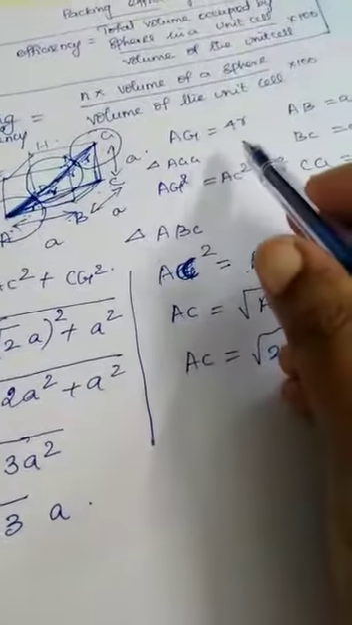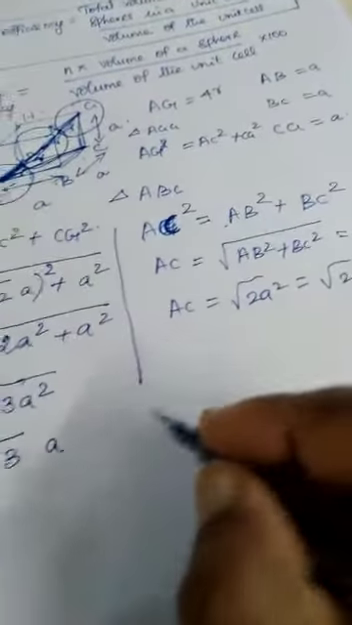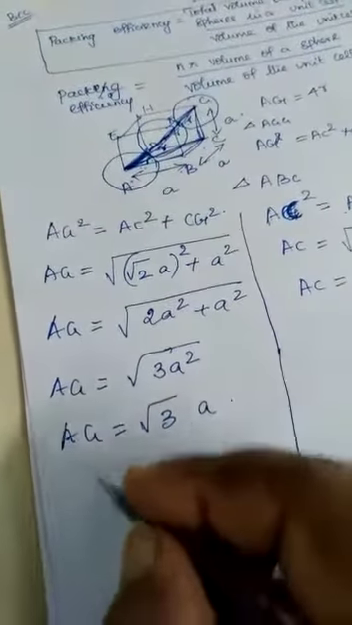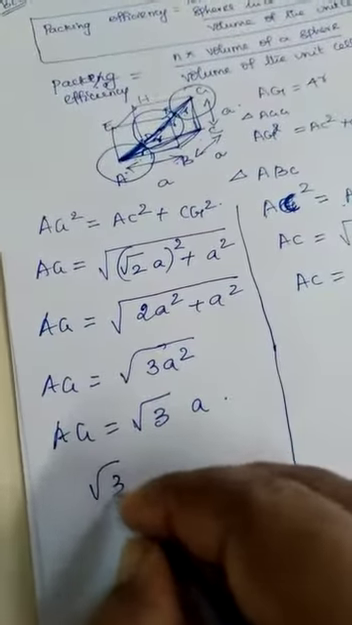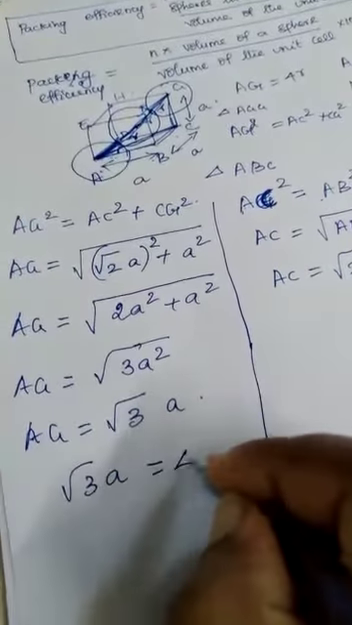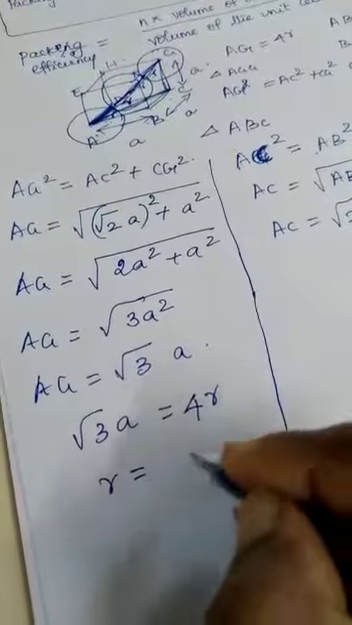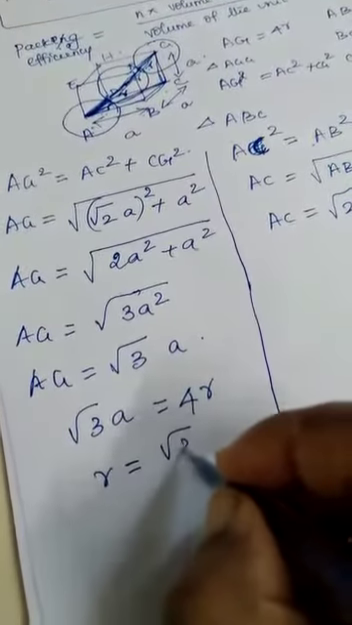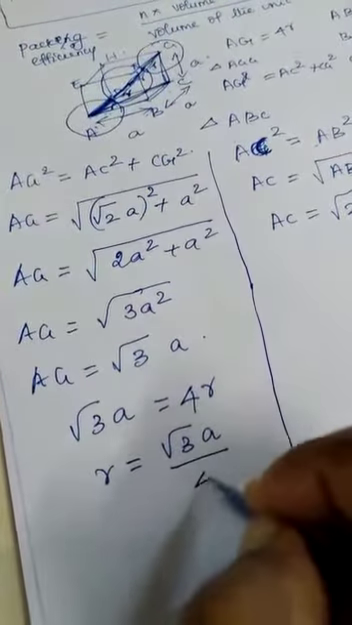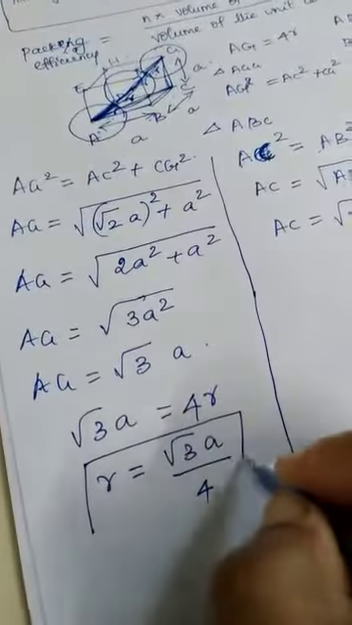You know AG can be equal to 4r. So I can write AG is equal to root 3a, that can be equal to 4r. From this I can get r value. r is equal to root 3a divided by 4. So I got r value.